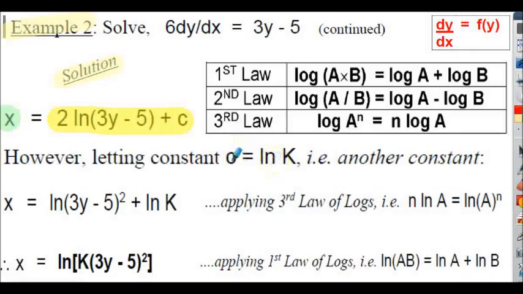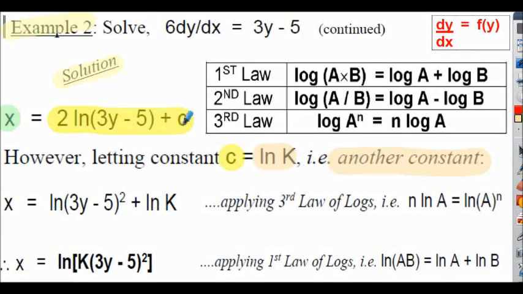But we could have quite easily called the constant c ln k, which is just another constant. The reason I'm choosing to replace c with ln k here is because in this final solution at the bottom of the page there is only one log function, so somehow they've brought together the c and the ln function into one function. By stating c as ln k, this will now be achievable.